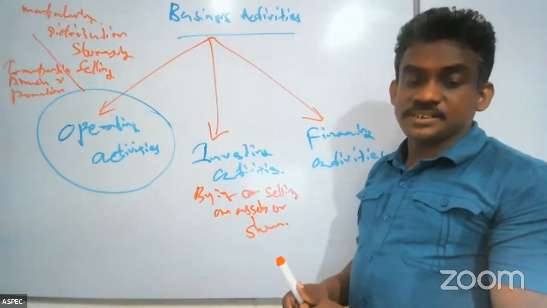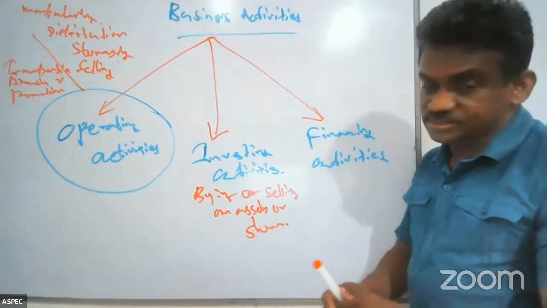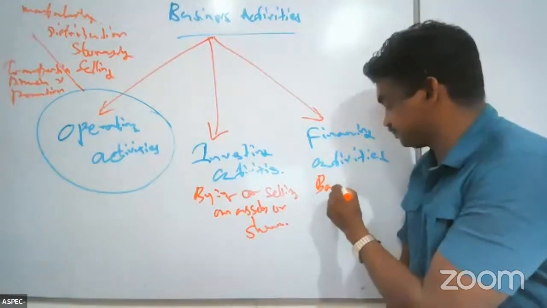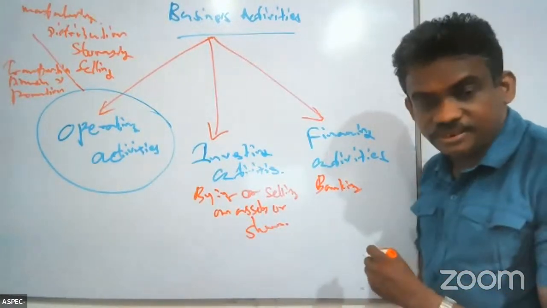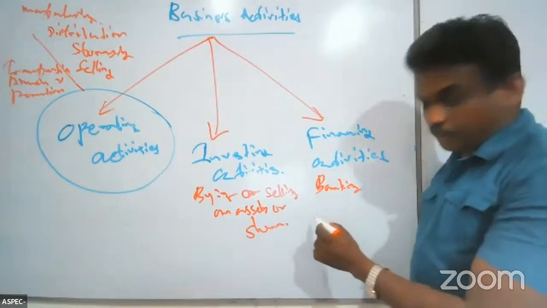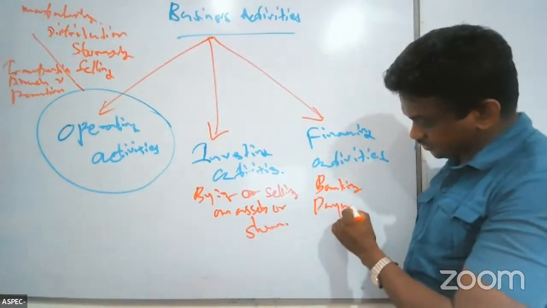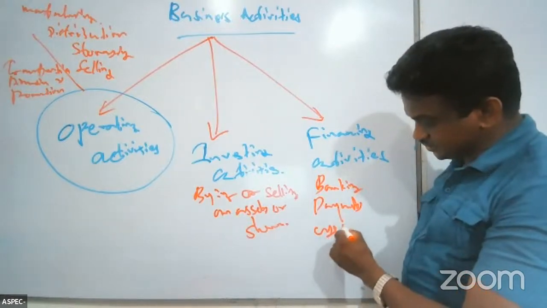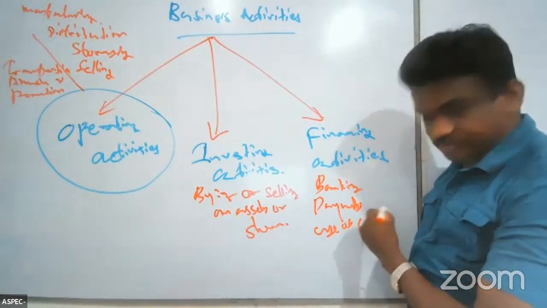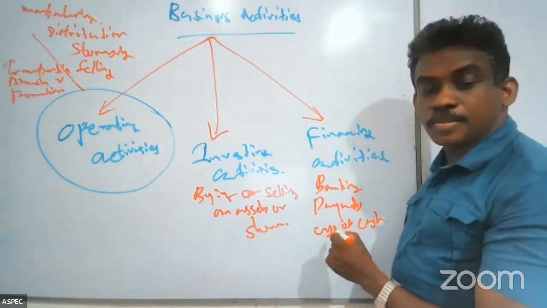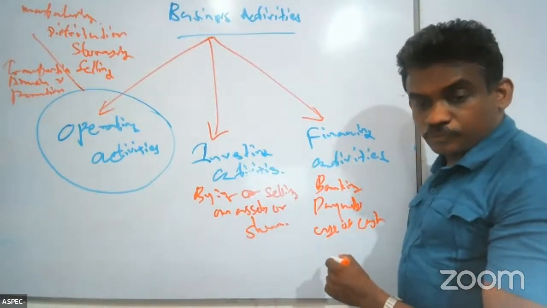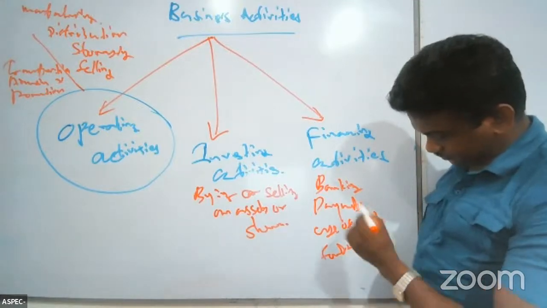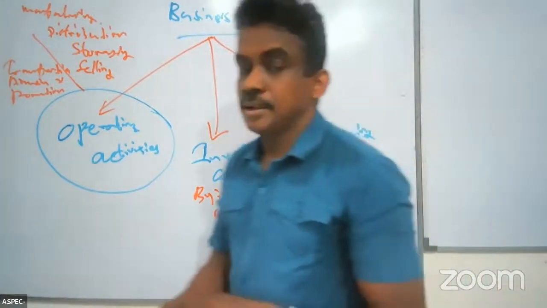Then financing activities. What are the financing activities? Banking, payments, use of cash, fundraising. These are the business activities.